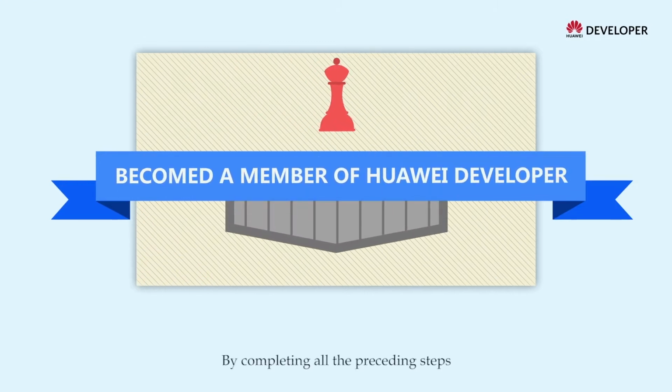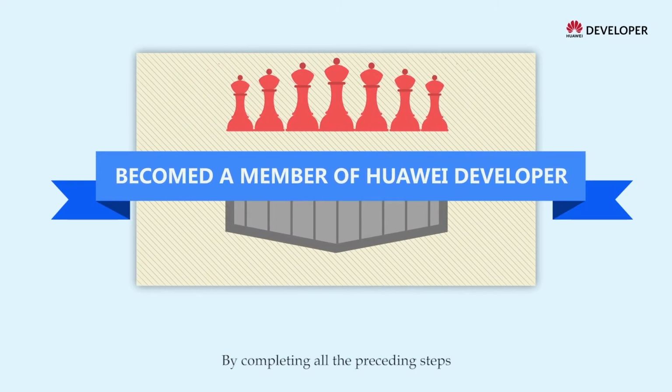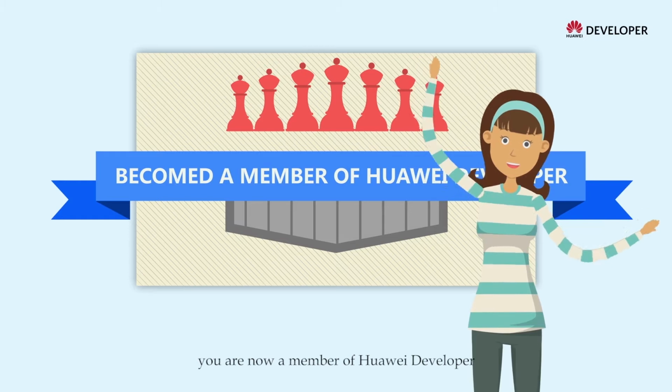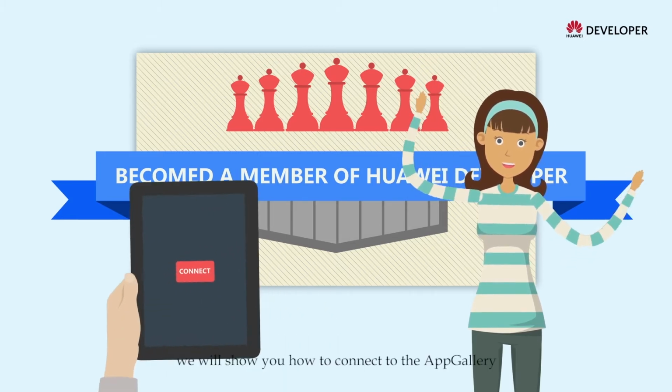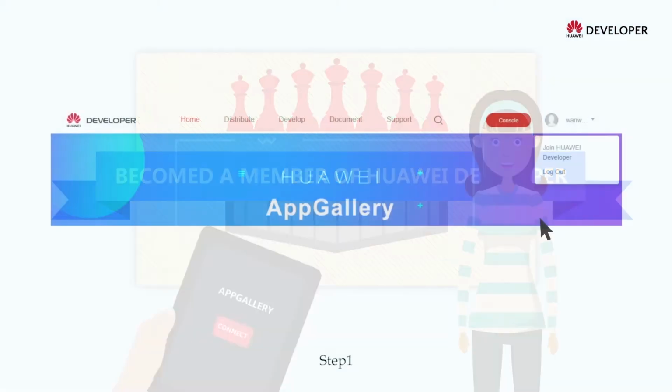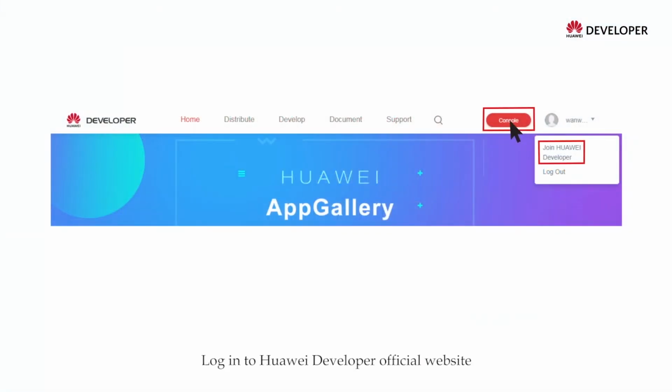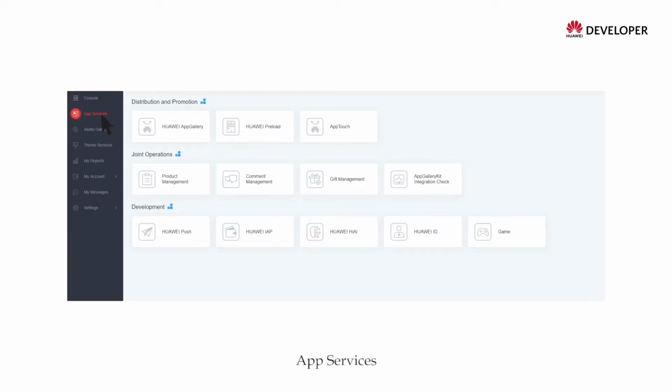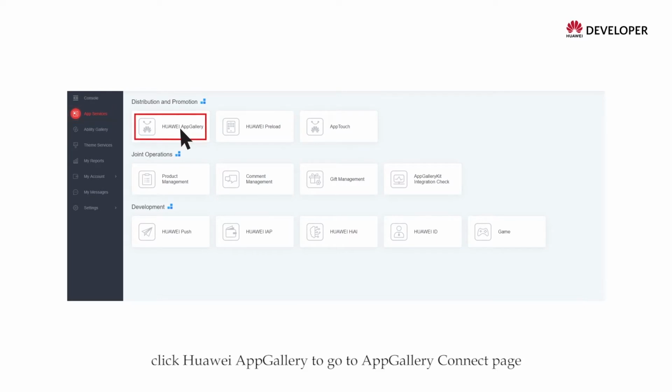Congratulations! By completing all the preceding steps, you are now a member of Huawei Developer. Next, we will show you how to connect to the App Gallery. Step 1. Log in to Huawei Developer official website. Choose Console, App Services, click Huawei App Gallery to go to App Gallery Connect page.